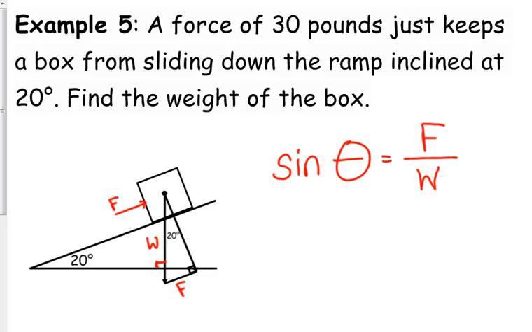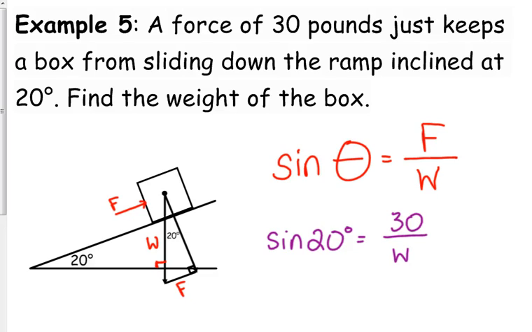How can you remember that? Alphabetical order. Force over weight. F comes before W. That's one way that you can help remember that. And then we just plug in the specifics. Okay, what do we know? We know the angle. The angle is 20. The force is 30 pounds. We were asked for the weight.